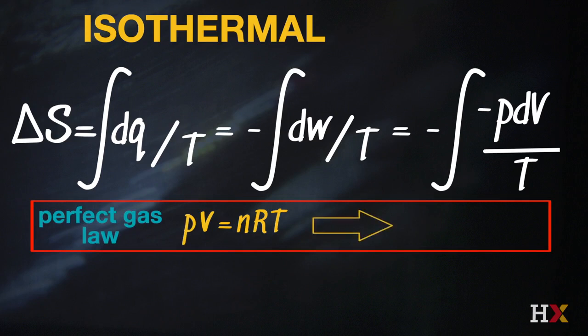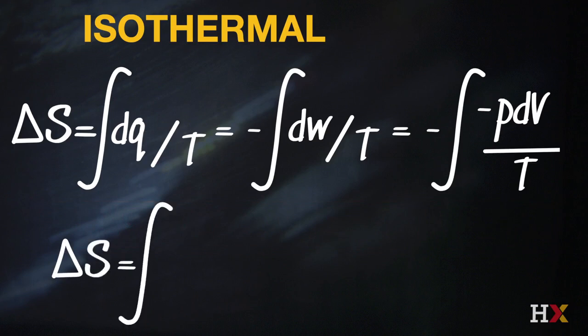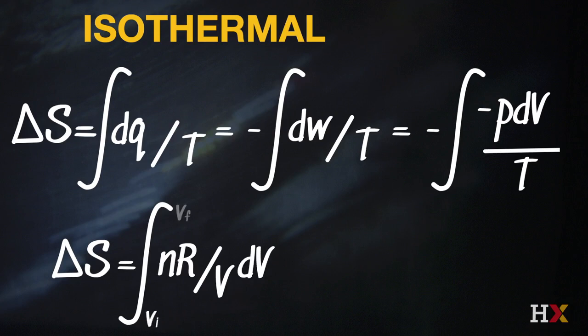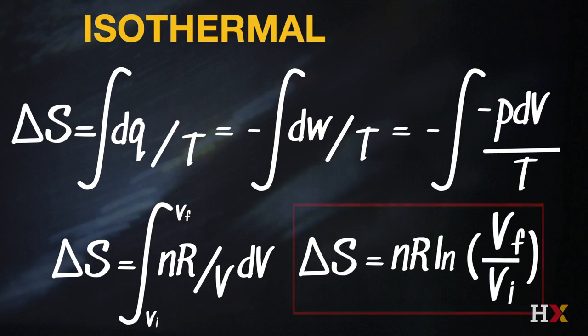nRT, but that means that when I look inside the integral, I have P over T. So if I divide through by T, that gives me nR over V. So I can substitute that in directly, and I can also eliminate those negative signs. And so P over T is equal to nR over V. And now I have a dV from my initial volume to my final volume, and lo and behold, that's equal to nR natural log of the final volume divided by the initial volume.